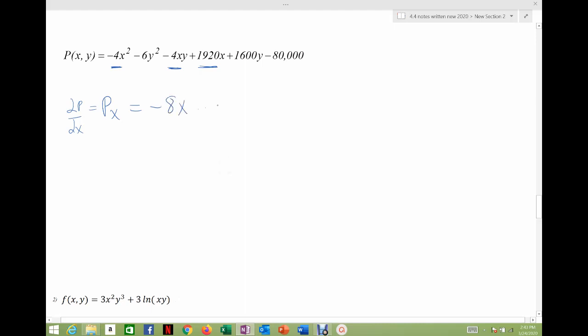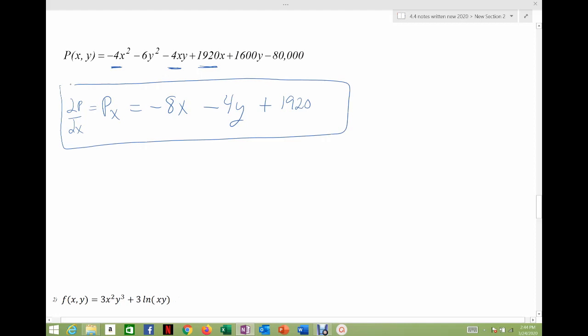And so I just take the derivative of the negative 4x squared, which is going to give me negative 8x. Again, this is the mixed rule. The mixed rule is the negative 4 and the y come along. And I'm not going to write it down this time. The derivative of x is what we're taking. The derivative of x is 1. So it'd be negative 4y times 1, which is just negative 4y. And then the last term with an x in it is the 1,920 times x. 1,920 is a constant that comes along. The derivative of x is 1. And so there is my first order derivative with respect to x.